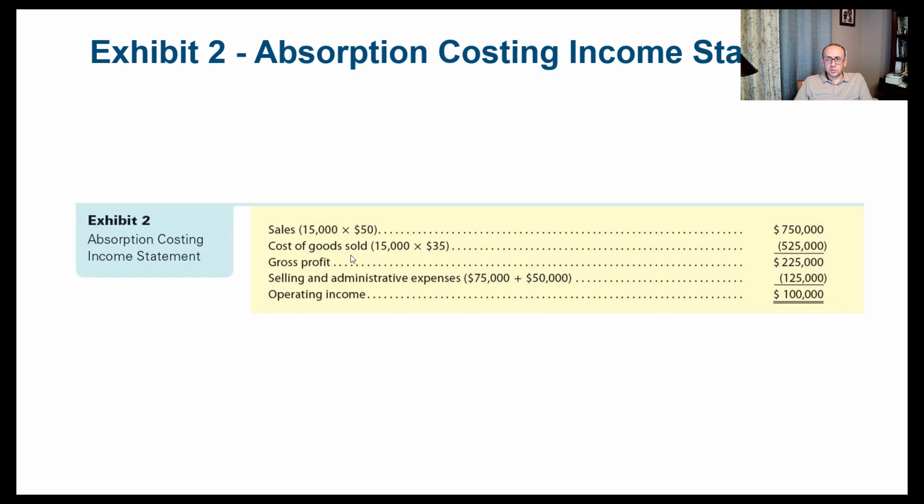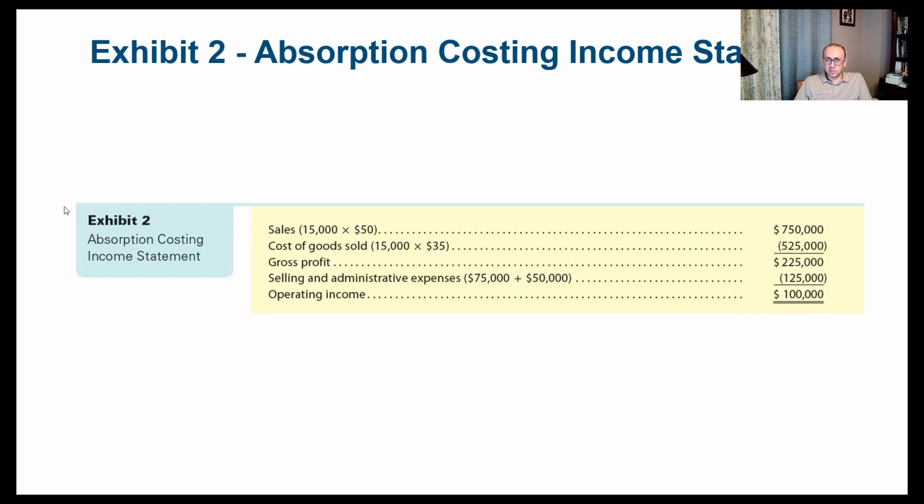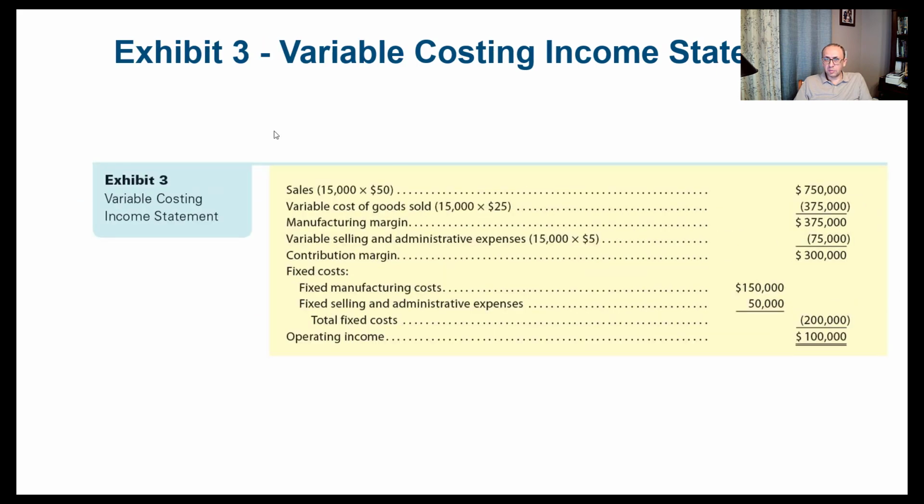In this case, since our units sold is the same as our production, the operating income would not be different whether we are using absorption costing or variable costing. So in the next exhibit, we see the variable costing. This is how the variable costing income statement would look. Before going into the details, you can see that operating income would be the same. In Exhibit 2, the operating income is $100,000. In Exhibit 3, it is still $100,000. But let's see how they made the calculations.